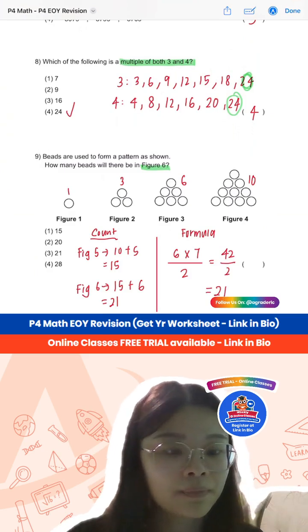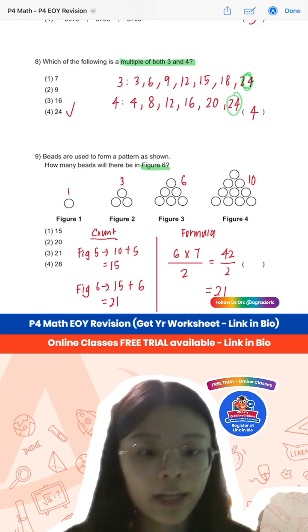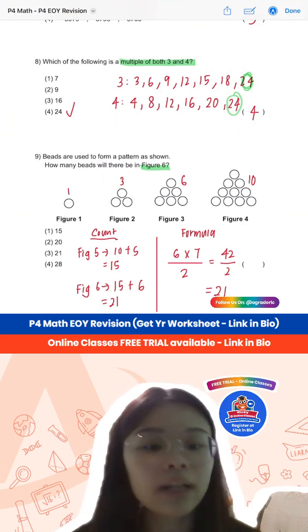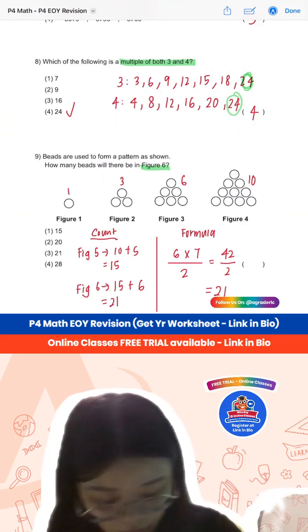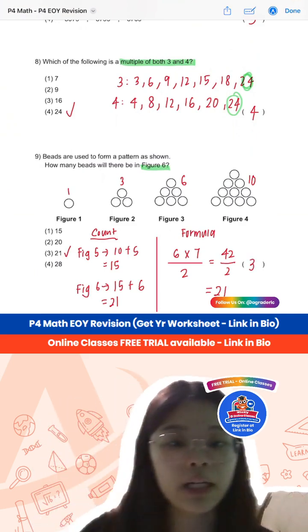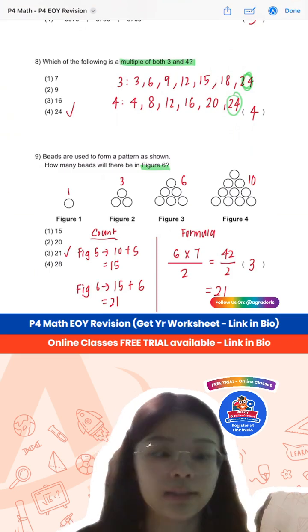So you still get 21. If you count, you get 21. If you use the formula, you can also get 21. So the answer is option 3: 21 circles in figure 6.